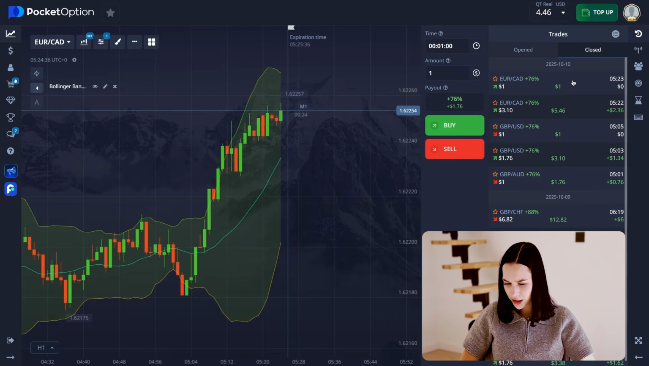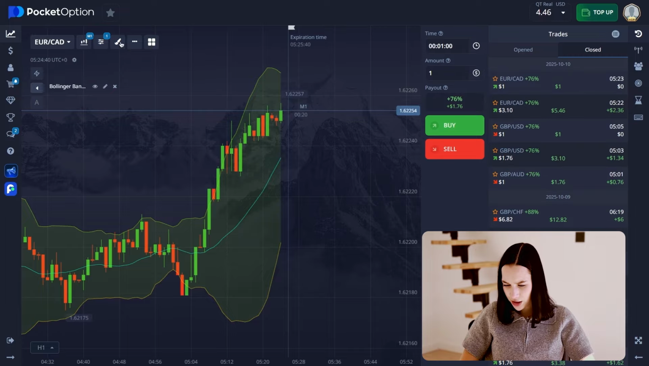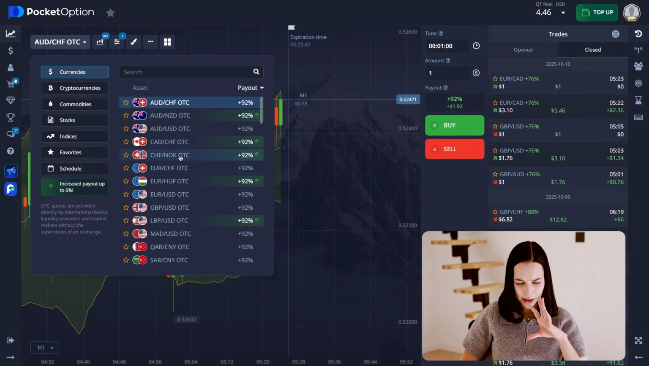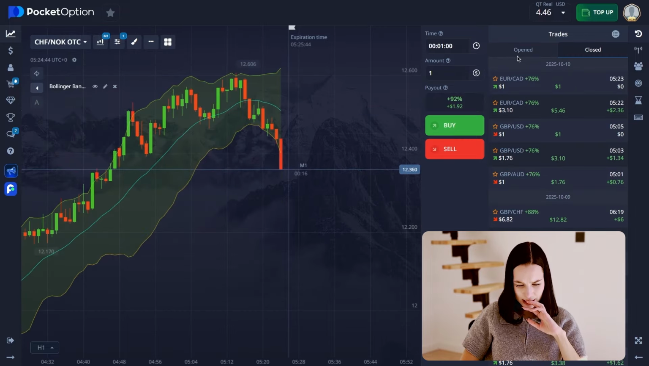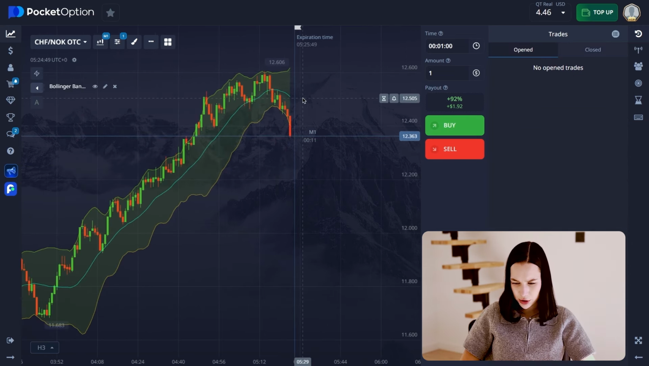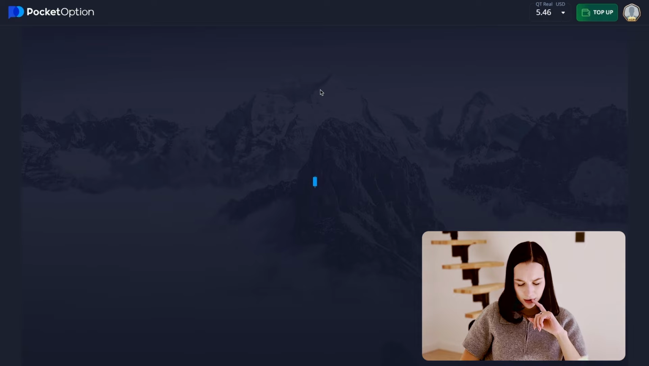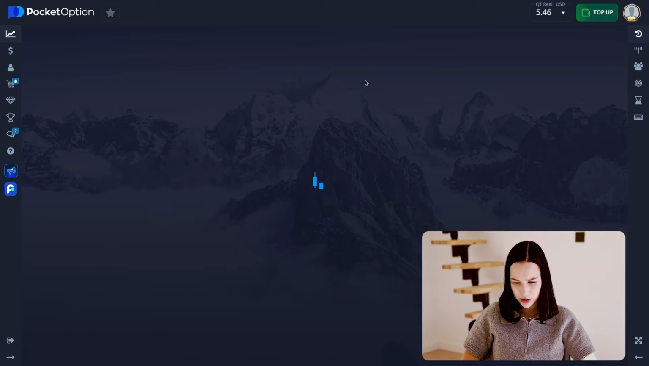Let me check it out. No, we saved this amount of money, so we didn't lose it. The difference is 0 points, so the closing price and the open price are the same. Okay, I think I need to restore the Pocket Option because my balance should be plus $1 actually. Okay, let me do that.